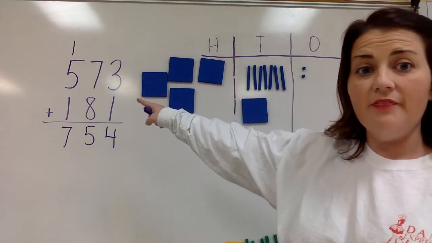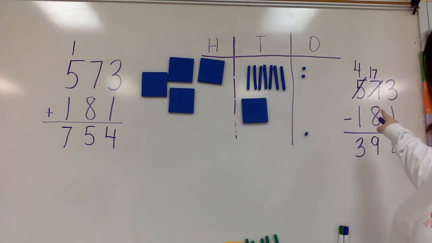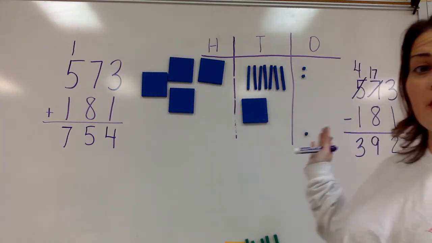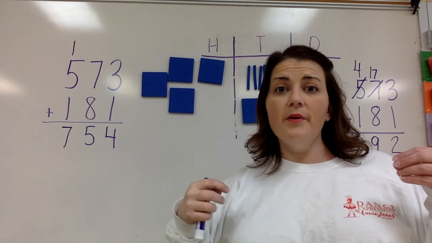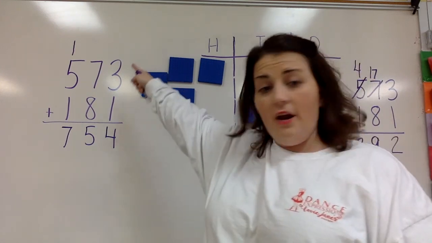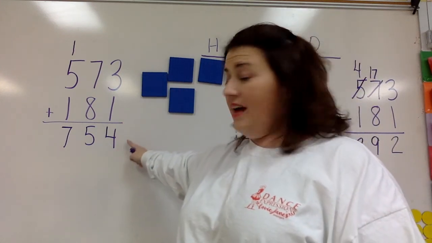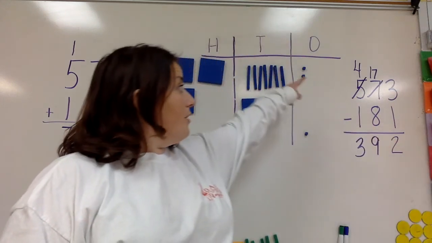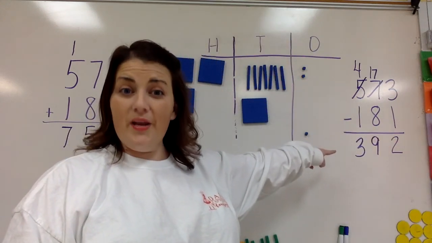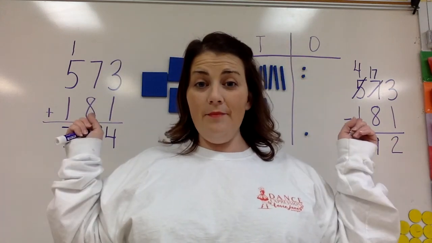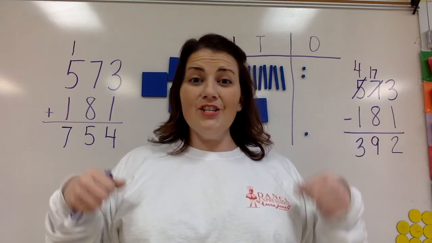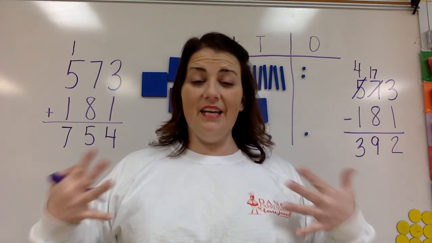Okay, so I want you to look at the difference. Same numbers, 573, 181, 573, 181. Same numbers, but the action that we did with them is a little different. Over here, we combined them and added them and got 754. Over here, we subtracted them and got 392. Same numbers, different action and get totally different results.